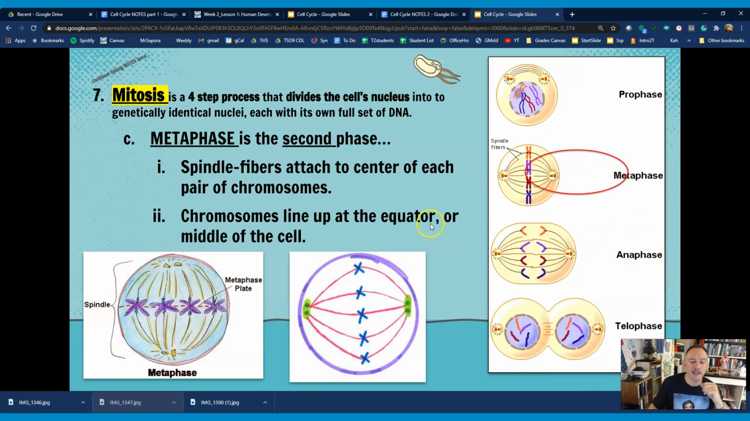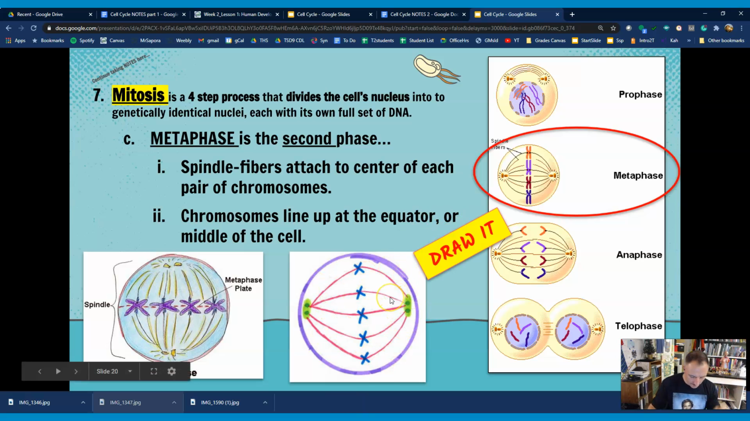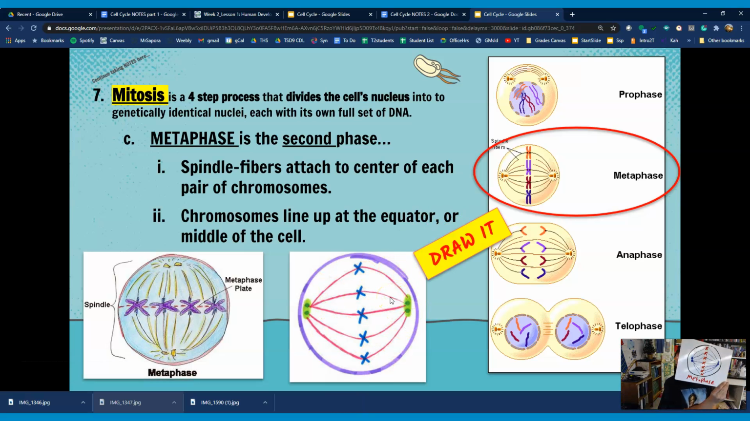Well, where's metaphase? Oh, it's right there. And draw it. Draw it like you see here, and label it. Metaphase. PMAT. Prophase. Metaphase. What's the next phase?